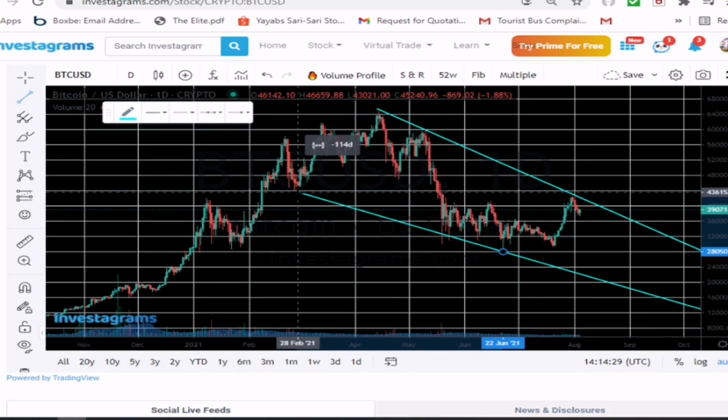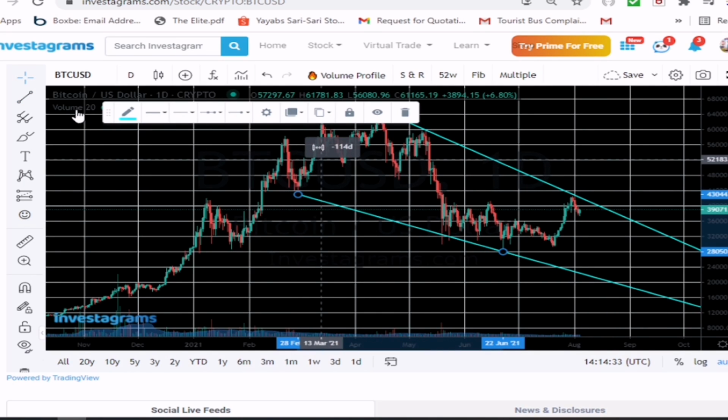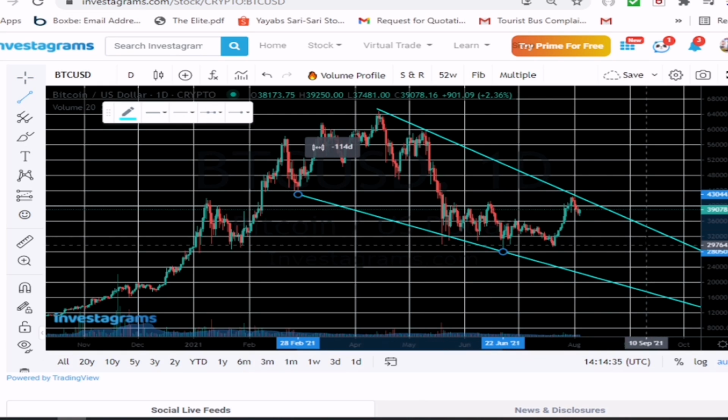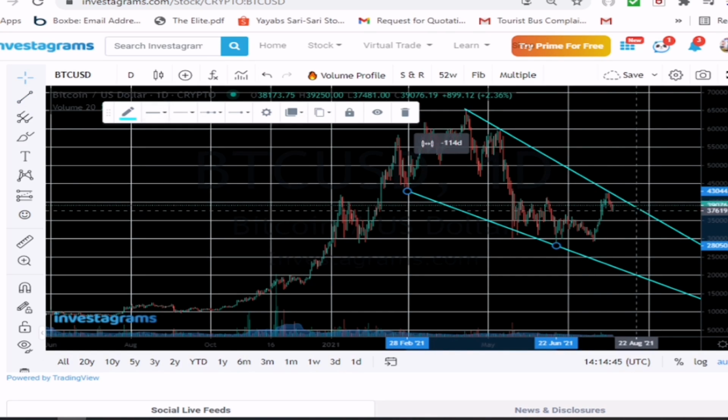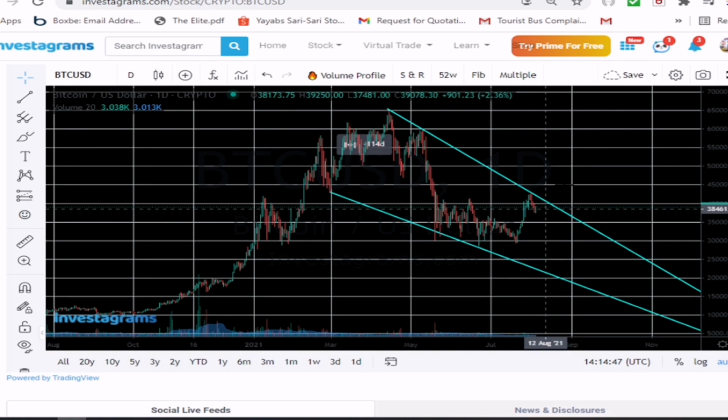Wait, hindi yan. Dito. Ito yung support niya. Tapos meron pa ulit channel dito. Ito yung pwedeng mag-support. So, falling wedge. Giant falling wedge. Once na nagkaroon tayo ng giant falling wedge, sign of bullish yan once na ma-break niya to. Once na ma-break to, it's a bullish indicator na.